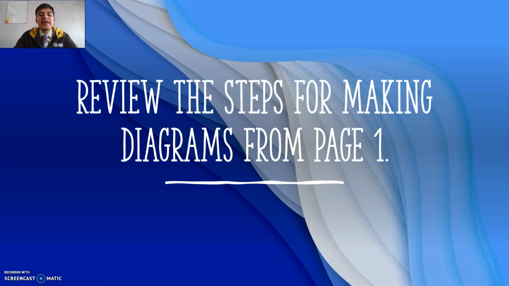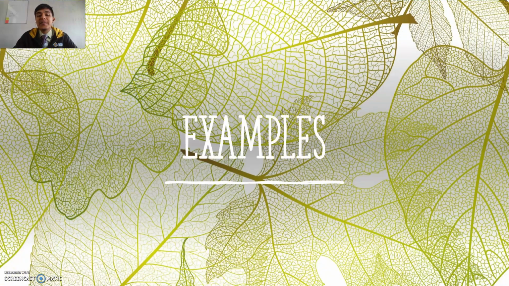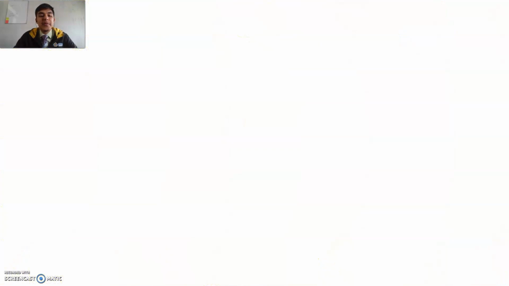All right, so now review the steps for making diagrams from page number 1. So go to page number 1 in Agilex and review the steps that you have right there in order to know how to create the diagrams that we had before. And here you are going to find some examples about what we were talking about before.